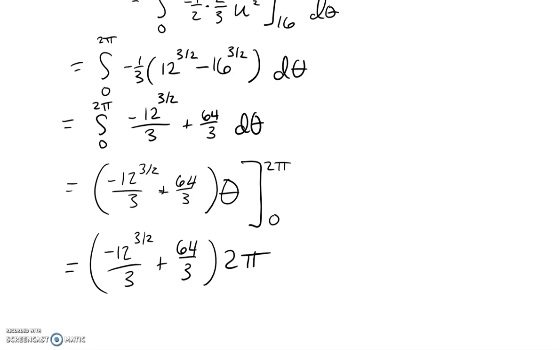So we could clean this up more if we want to. If you do really play around with the square root here, the 12 to the 3 halves, and split up what that integrates to, right? We have like the square root of 12 cubed. You can split that up if you want to. You can altogether, with distributing the 2, get negative 48 square root 3 plus 64 times 2 is 128. So that would be all over 3, and then all times pi as a simplified answer.